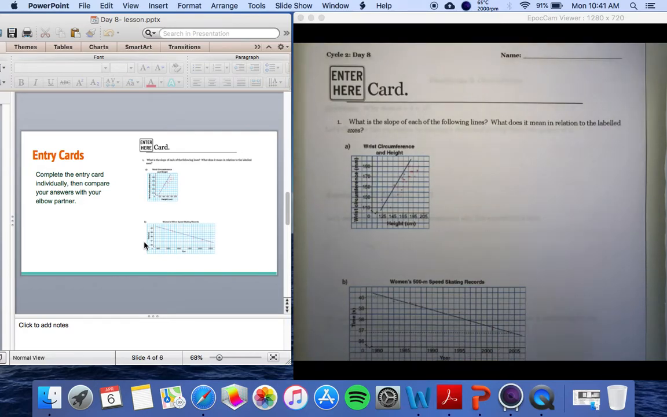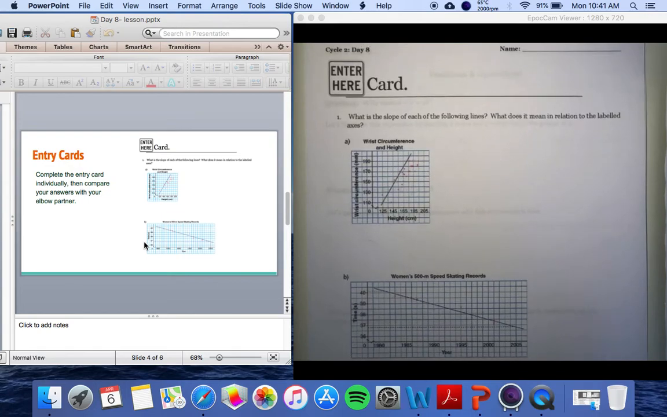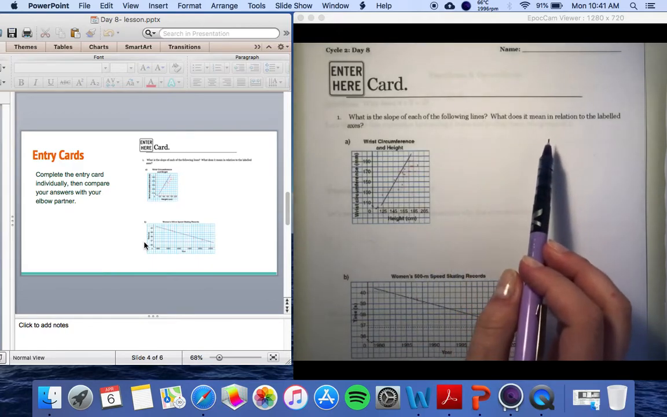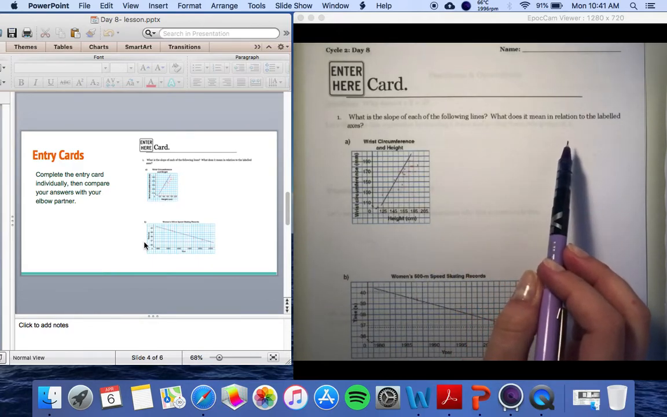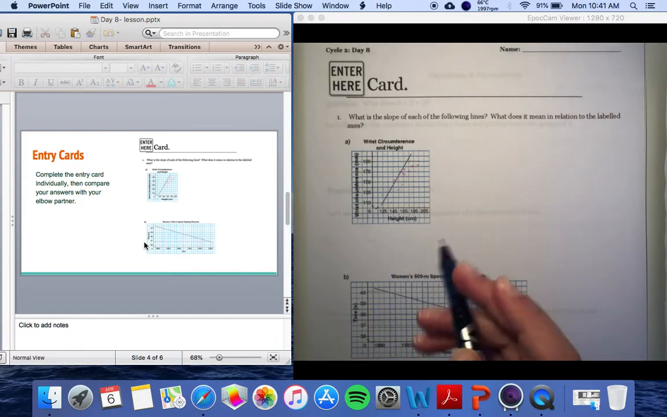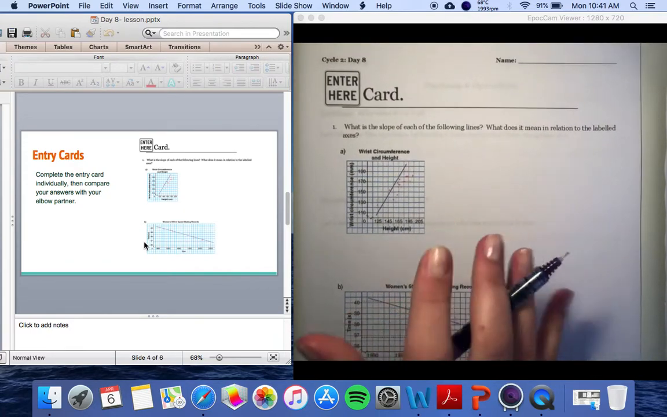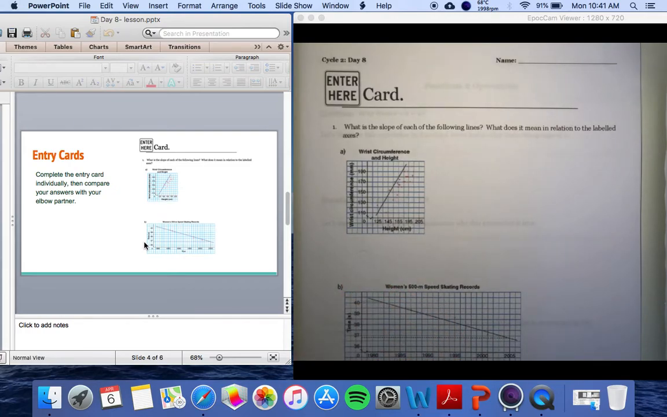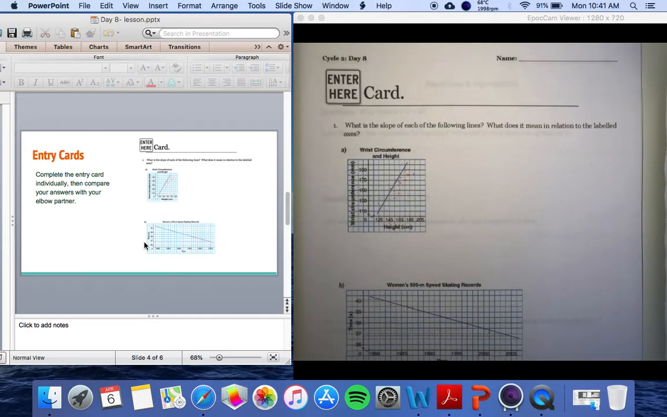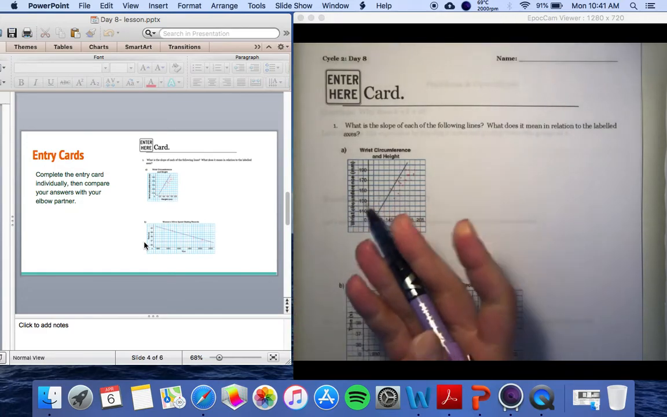So if we look at the handout right on my right side here, what we want to do is figure out what the slope is of each of the two lines given here. Then we want to discuss what it means in relation to the labeled axes. So in other words, remember from day 7 when we spoke about the relationship between slope and rate of change. Essentially, they are the exact same thing. The only slight difference is that rate of change will include units, or the units that are being used within the graph.